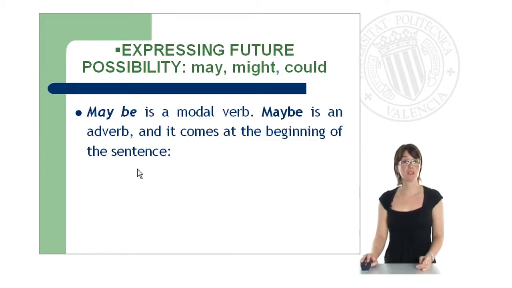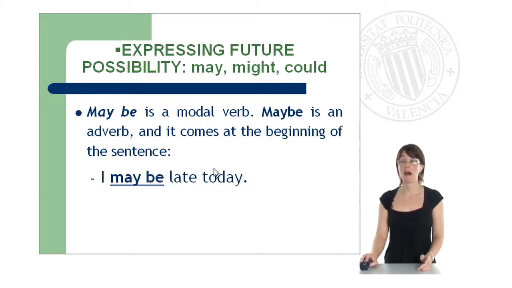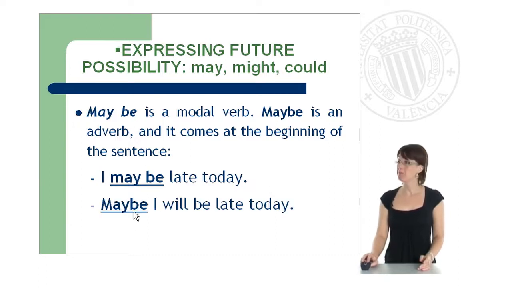Remember that maybe is a combination of may and in this case the verb to be. And also remember that maybe is an adverb, and as an adverb it comes at the beginning of the sentence. For example, I may be late today, but maybe I will be late today.